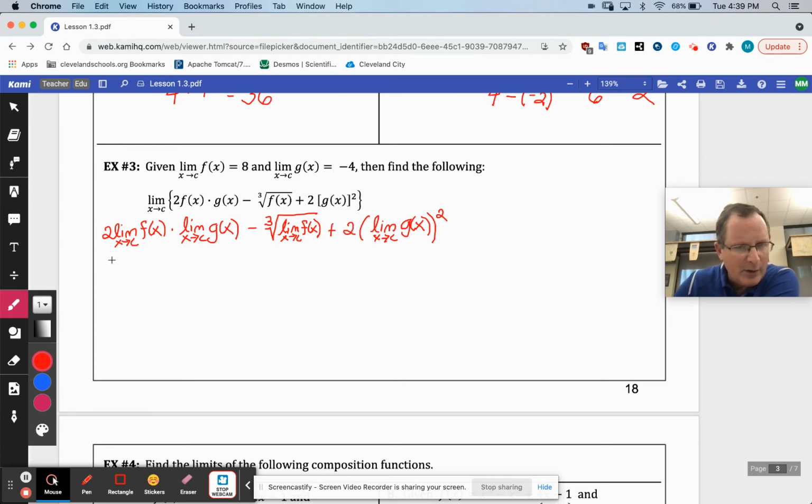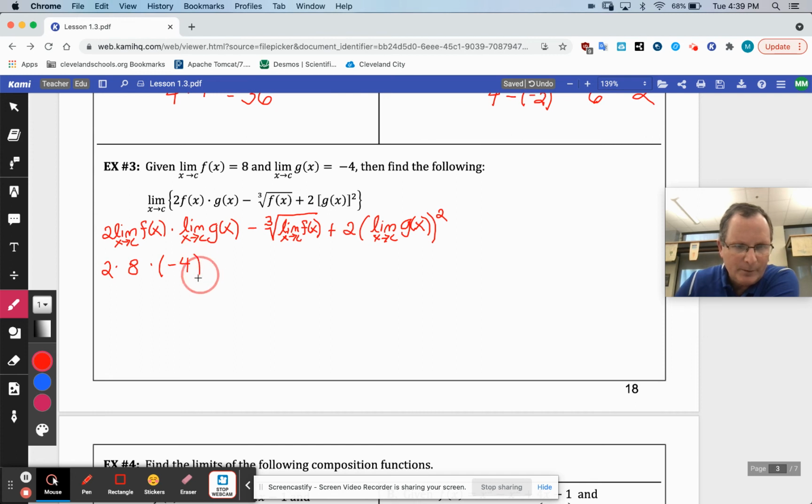All right, so here we go. I'm doing all the substitutions. So I've got 2 times the limit as x approaches c of f of x, which we are told is 8. And then the limit as x approaches c of g of x is -4. All right, that takes care of all of that.